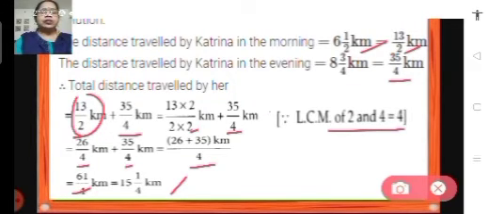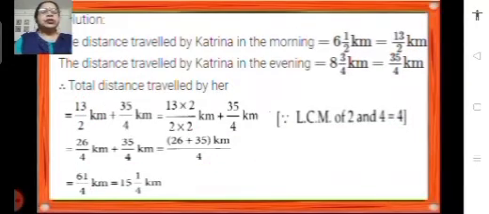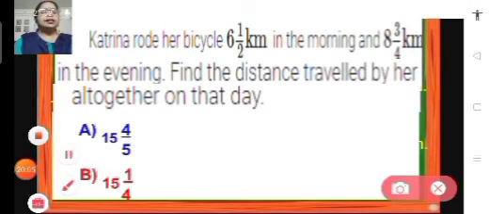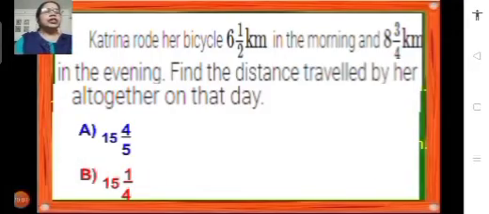So, this is how we get this answer for this question, and let us look at the options now. 1 upon 4 is the right answer. So, which is the correct option? 1 upon 4 is option B. So, option B is the correct answer. Now, let us move on to the next problem.